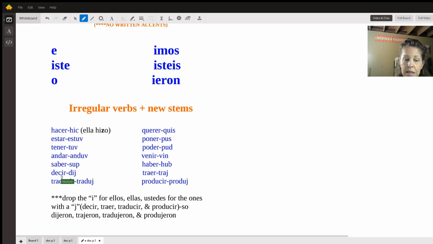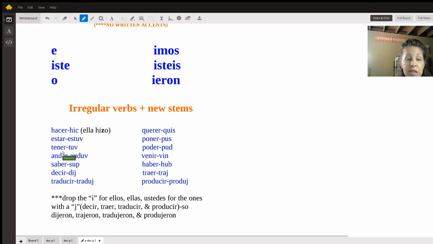saber, sup, decir, dij, traducir, traduj, querer, quis, poner, pus, poder, pud, venir, vin, haber, hub, traer, traj, producir, produj.